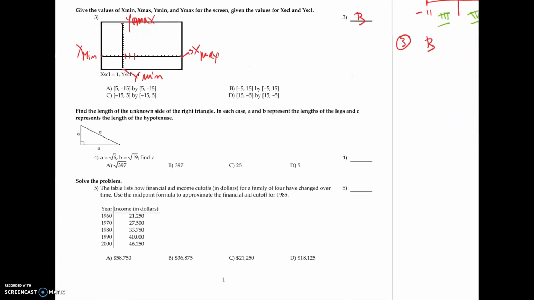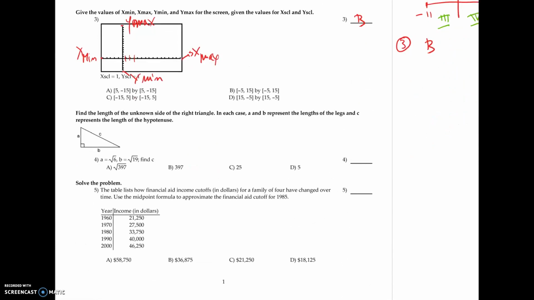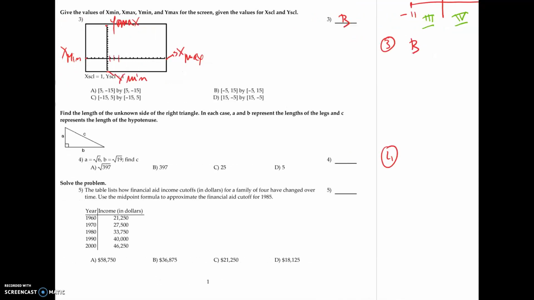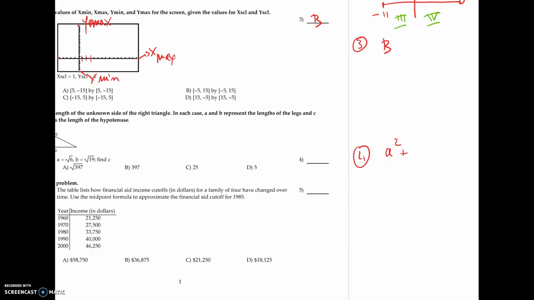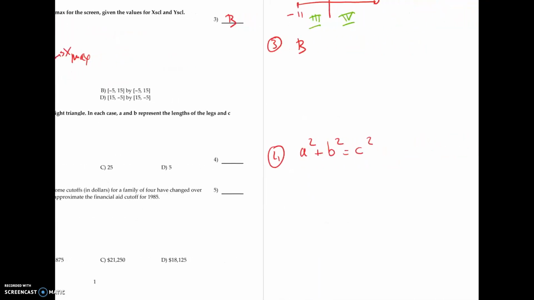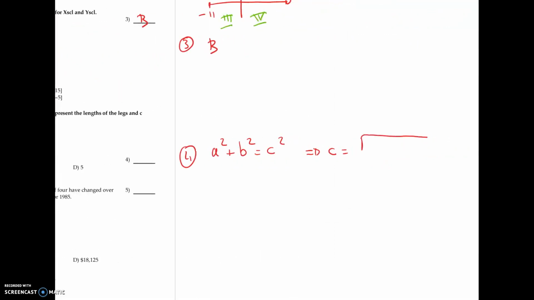All right, so now let's move on to problem number 4. Problem number 4 is to find the length of the hypotenuse of a right triangle. If you have a right triangle, what you need to do is use the Pythagorean Theorem. A and B are the legs, and the sum of the squares of each leg is equal to the square of the hypotenuse, and they're asking you to find the value of C. So you take the square root of both sides, and that becomes C equals the square root of A squared plus B squared.